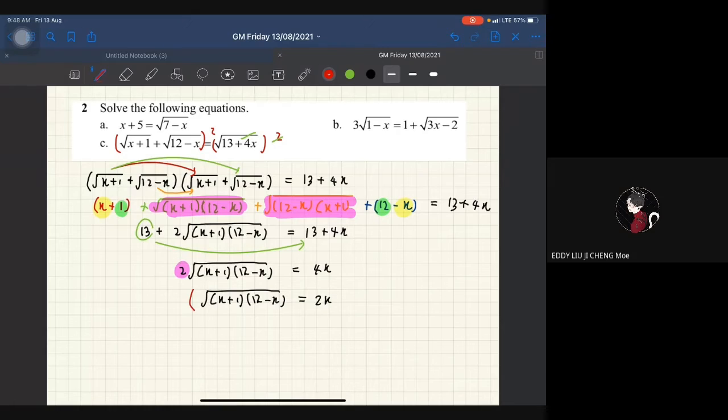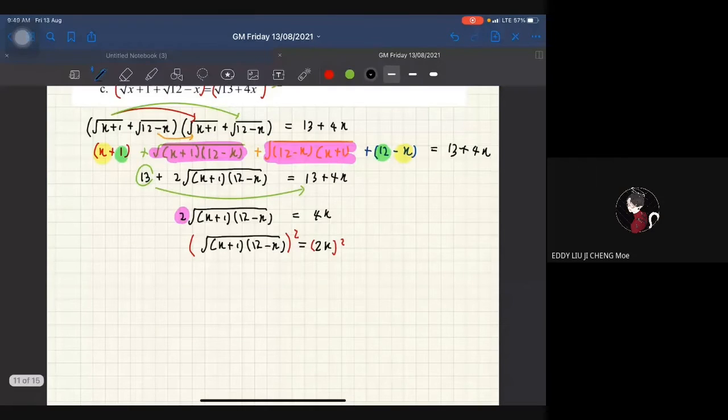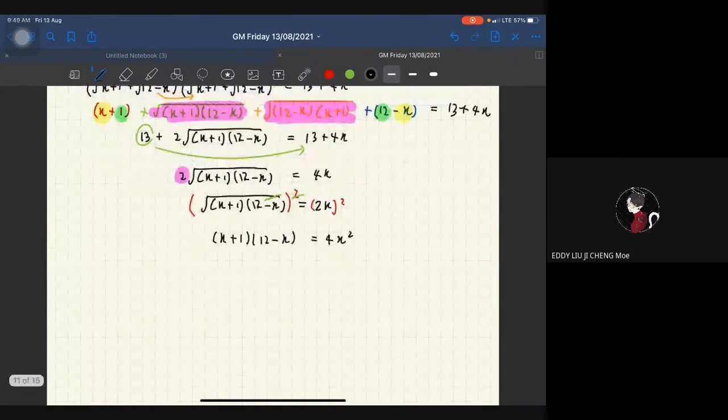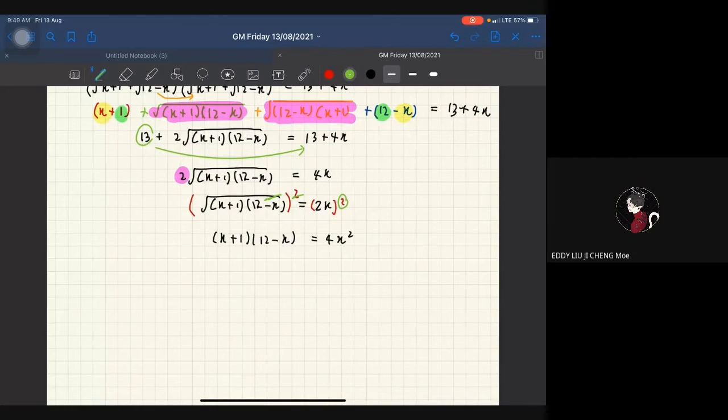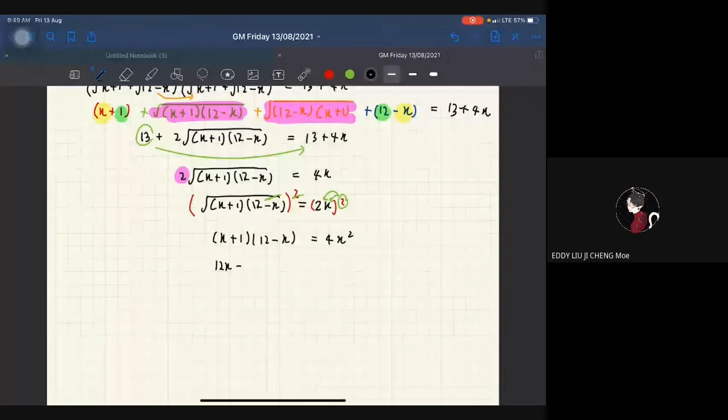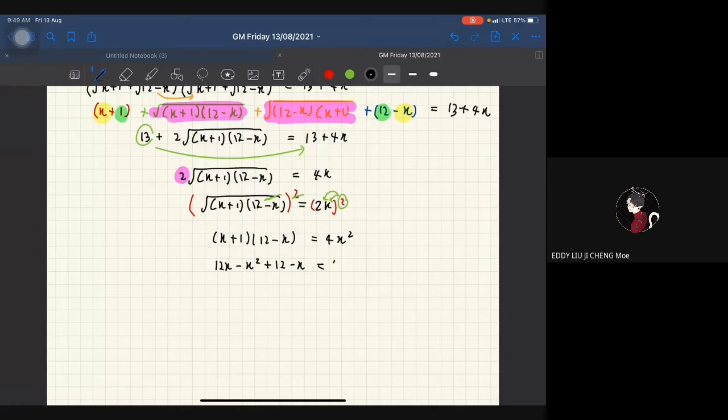So, we square both sides. This one square, this one pun square. Okay, so yang belah kiri cuma akan tinggal apa yang ada di dalam. So, this one dah cancel out. Okay, so you will have x plus 1, 12 minus x equal to 4x square. Okay, yang ini jangan careless. This one jangan careless. So, dia kena darab dengan every term inside. Okay, alright. So, dia akan jadi yang belah kiri kita expand. So, you have 12x minus x square plus 12 minus x equal to 4x square.